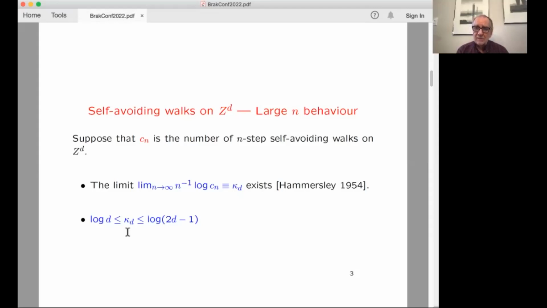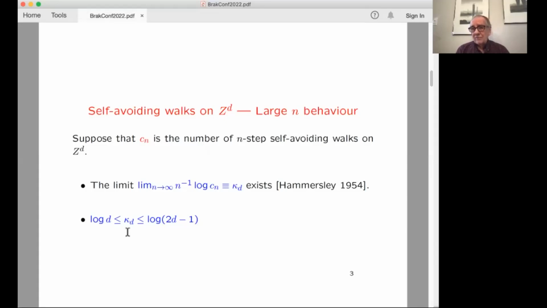After taking the first step, it can then turn left, turn right, or go straight on. C3 will be 36 by the same argument. C4 will be 100, because now you have to avoid going back and forming a unit square on the lattice. So it's going to be 3 times C3 minus the number of ways in which you can form a unit square, and that turns out to be 100. So you can carry on counting in this way.